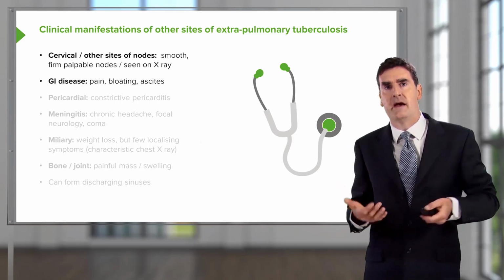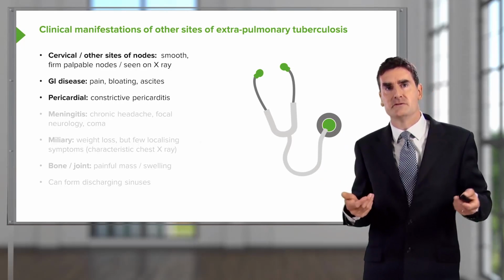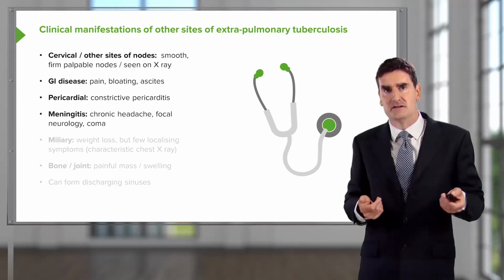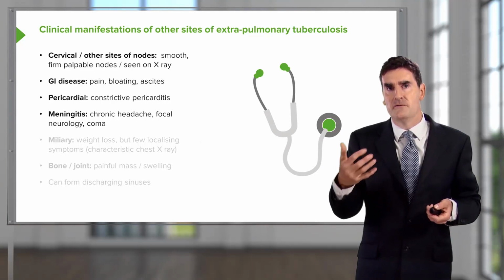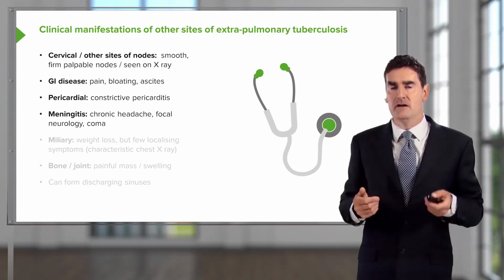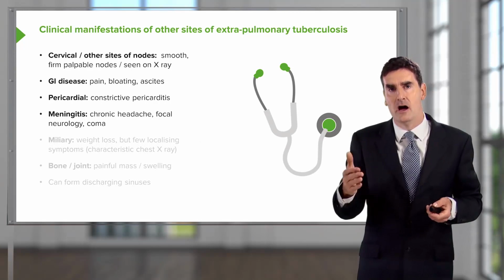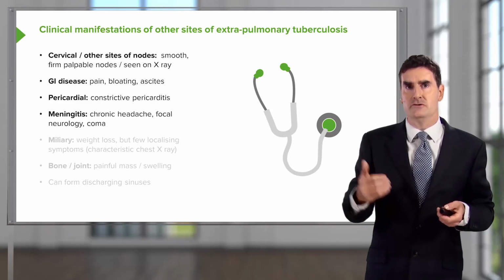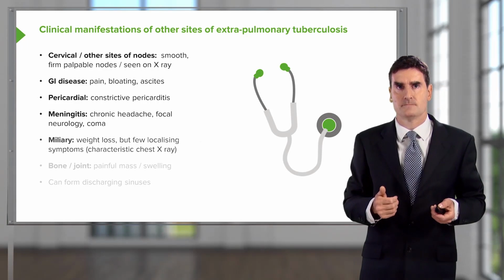Gastrointestinal disease will cause pain, bloating, and ascites. Pericardial disease is caused by constrictive pericarditis and pericardial effusions. Meningitis presents with chronic headache, focal neurology, and eventually coma. And it's a very serious problem with a high mortality. And even if you do survive it, you're likely to have a neurological defect as well.